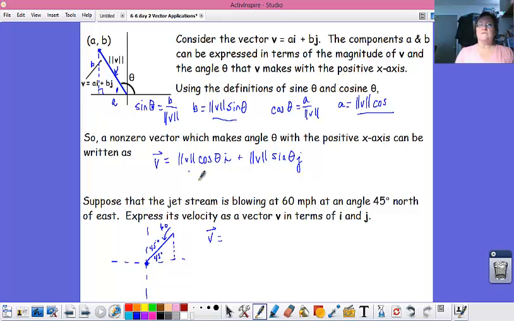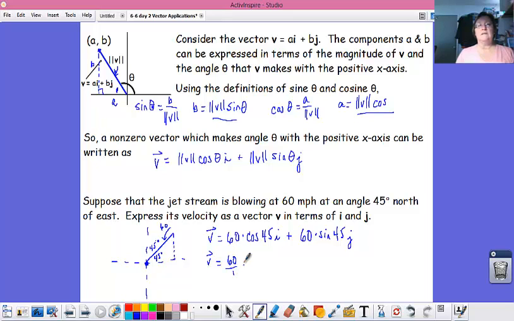is, according to our format up here, its magnitude times the cosine of 45, our theta, in the i direction, plus its magnitude times the sine of 45 in the j direction. And I would just ask you to either remember, which I hope we all do by now, or look on your trig reference sheet. The cosine of 45 degrees is root 2 over 2. So we can do a little work here.